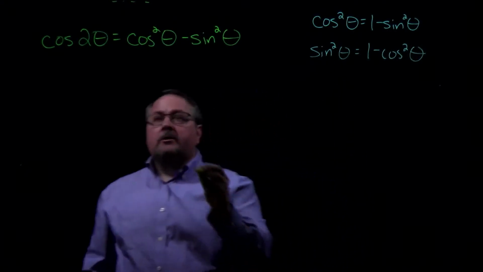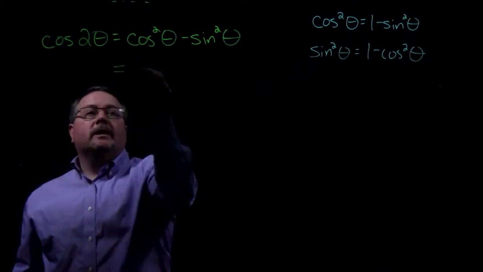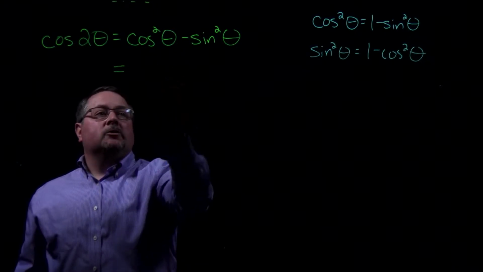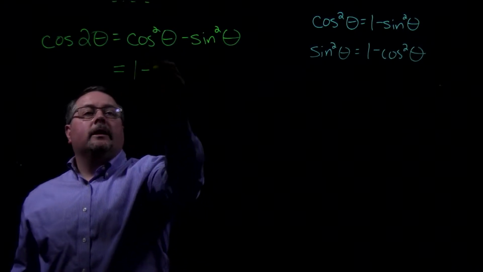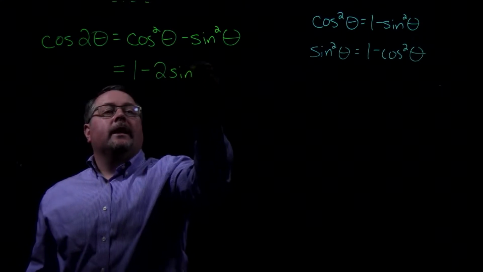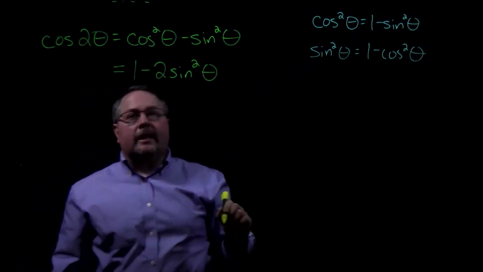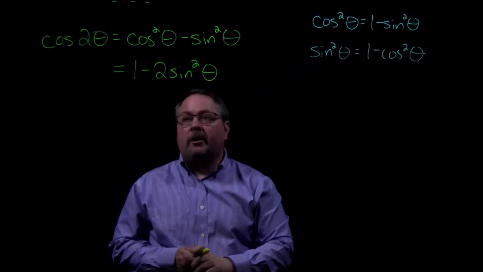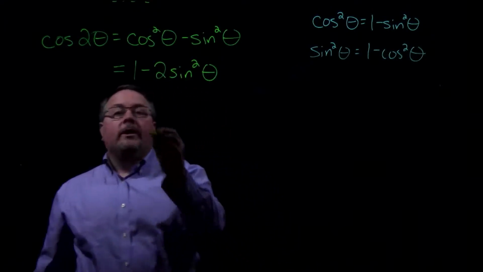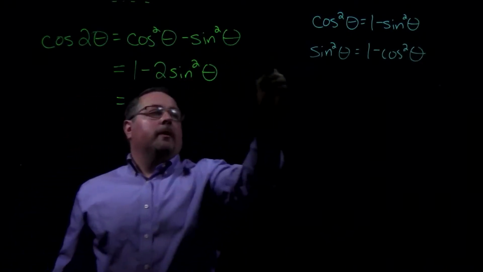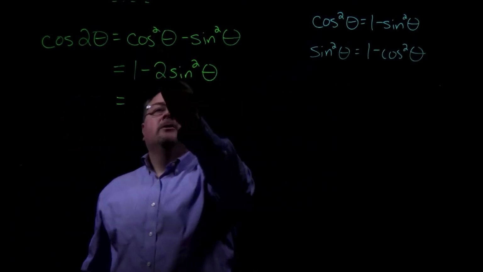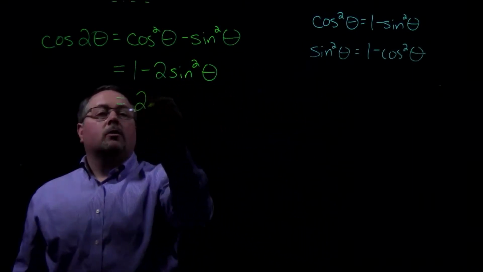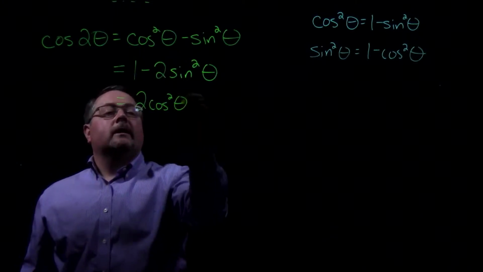Now that allows us to rewrite cosine squared as 1 minus sine squared. So we'd have 1 minus sine squared minus sine squared, which is 1 minus 2 sine squared theta. Okay, so that's the second version, equivalent to the original double angle formula for cosine. We could do the same thing by rewriting sine squared as 1 minus cosine squared. So now we'd have cosine squared minus 1 plus cosine squared, or 2 cosine squared theta minus 1.